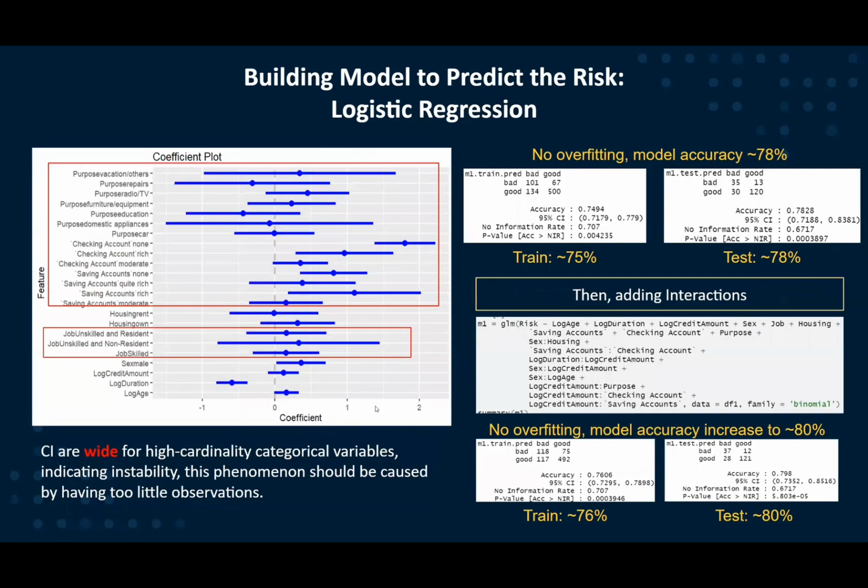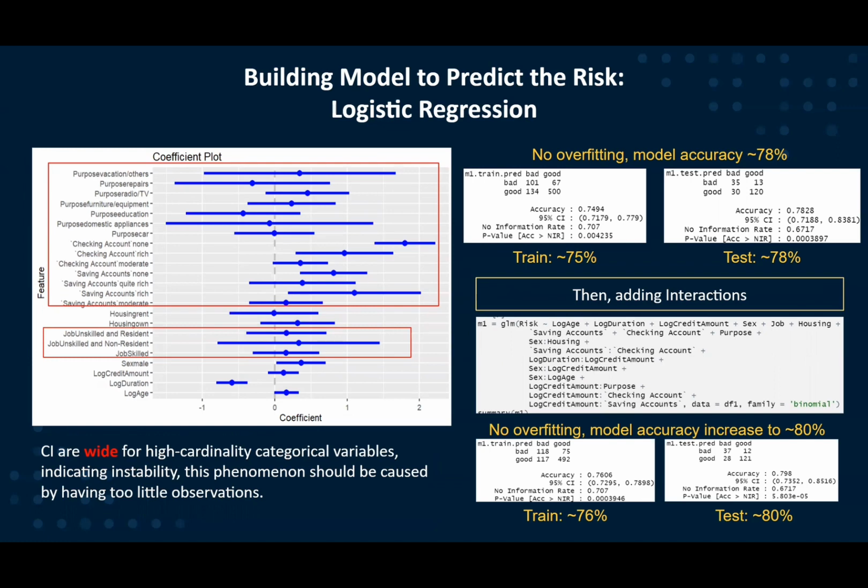And from this coefficient plot, we can observe a very wide confidence interval for high cardinality categorical variables. It basically indicates the instability. And we believe this phenomenon should be caused by having too few observations for each class in the high cardinality categorical variables, considering we only have 1,000 observations in total for this data set. And we can see the logistic model gave us a 78% accuracy.